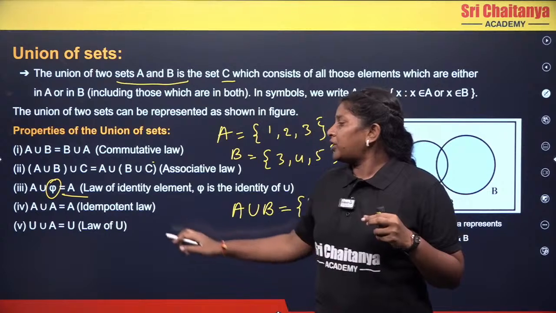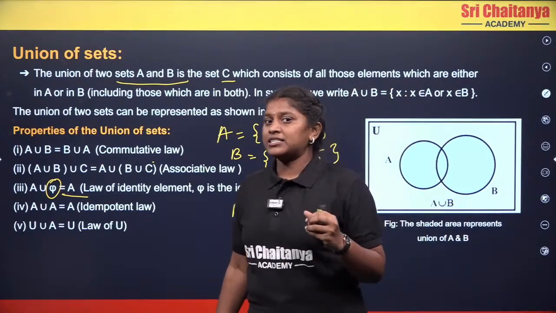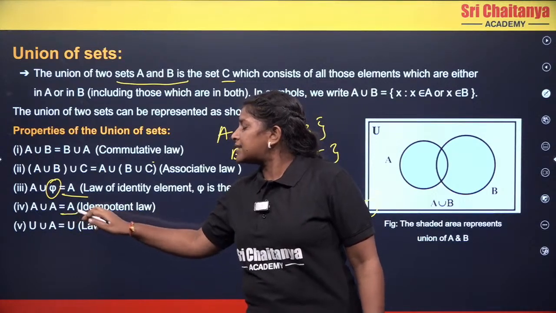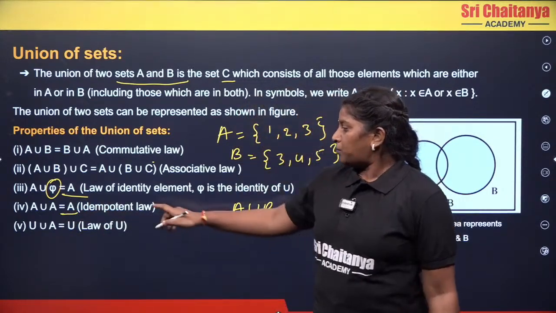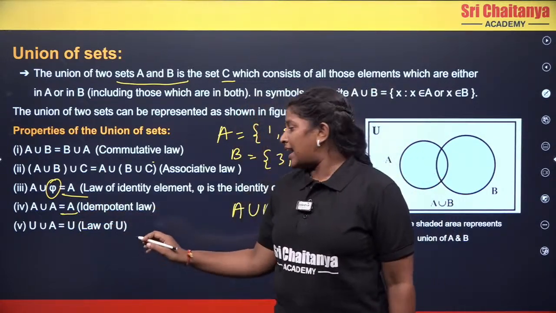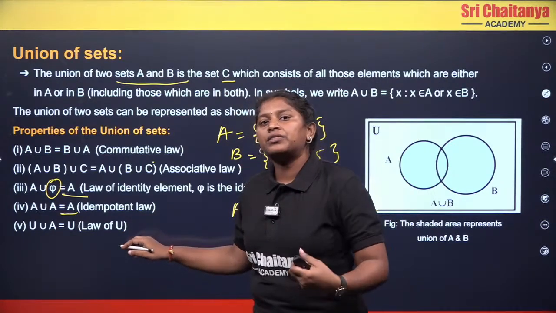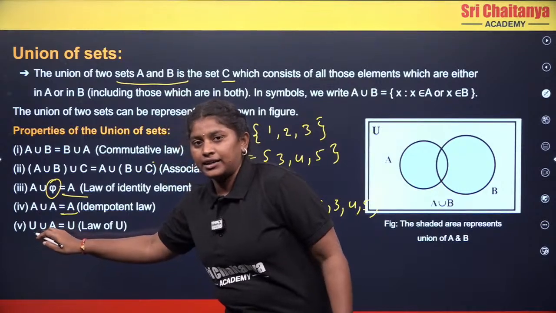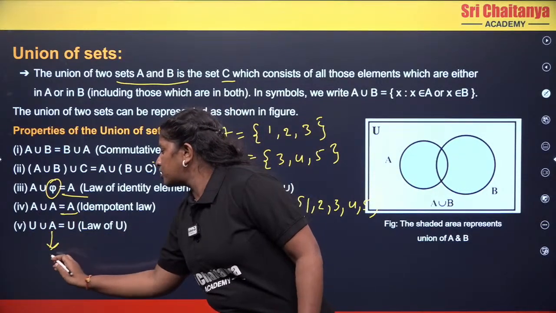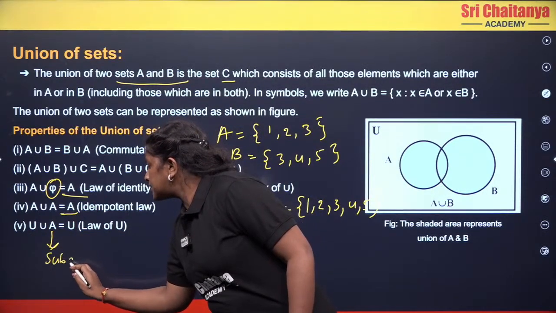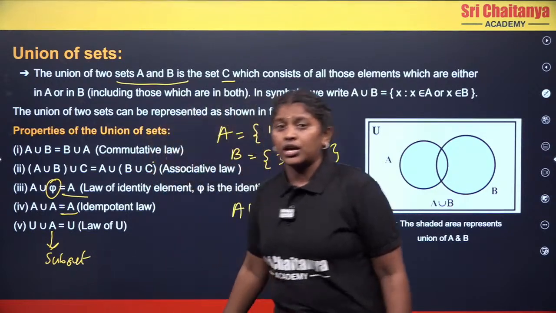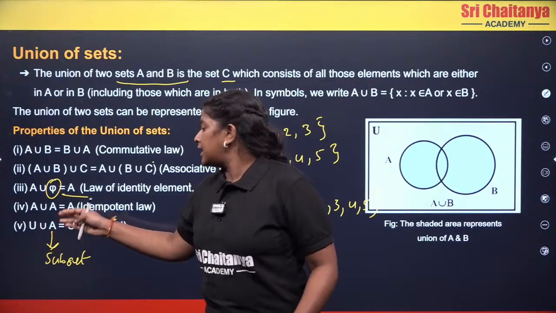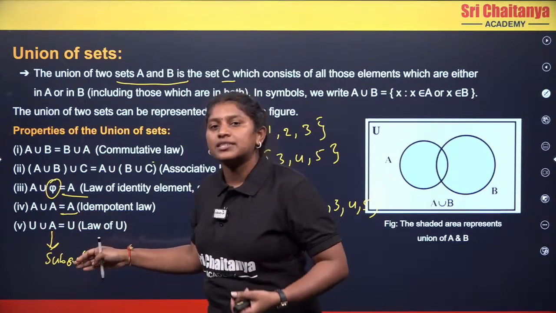Okay, now moving to the next one, the idempotent law. It means if you take the union of a set with itself, you get the same set as the result. Now moving to the next, the law of the universal set. As we know, capital U represents the universal set, and A is a subset of U. If you take the union of the universal set and its subset, you get the universal set as the result.